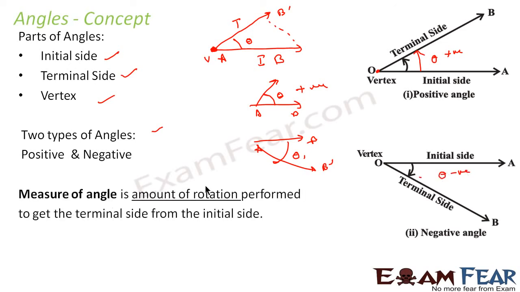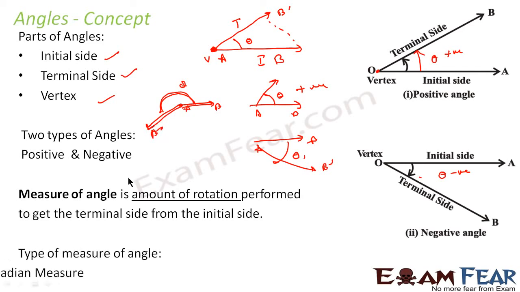Measure of an angle is nothing but the amount of rotation performed. We already discussed, measure of angle is nothing but the amount of rotation performed. For example, this was the line AB. We rotated this about point A this much. So this becomes again B dash. So this is theta. So theta is nothing but the amount of rotation performed from initial side to get the terminal side. This is what measure of angle is.